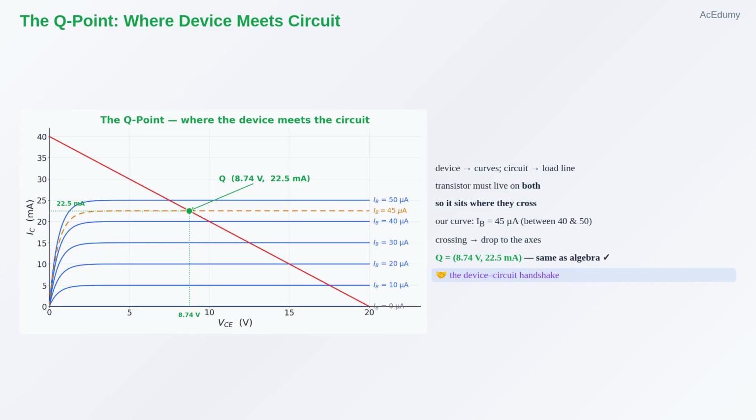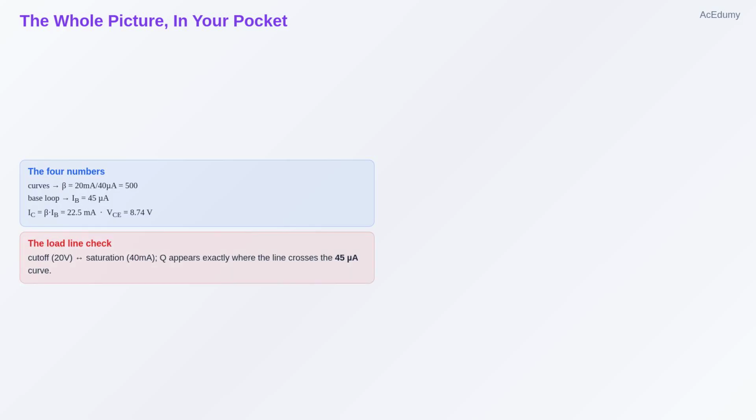2 methods, 1 point. Let us gather it up. We were handed a transistor with no beta, and we read it straight off the output curves. 20 milliamps over 40 microamps gives 500. Then the base loop gave a base current of 45 microamps. Beta times that is a collector current of 22.5 milliamps. And the output loop left 8.74 volts across the transistor. Finally, we drew the load line, cutoff at 20 volts, saturation at 40 milliamps, and watched the Q point appear exactly where the line crosses the 45 microamp curve.